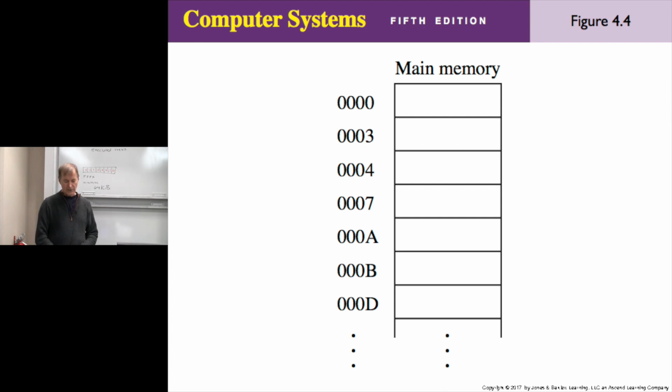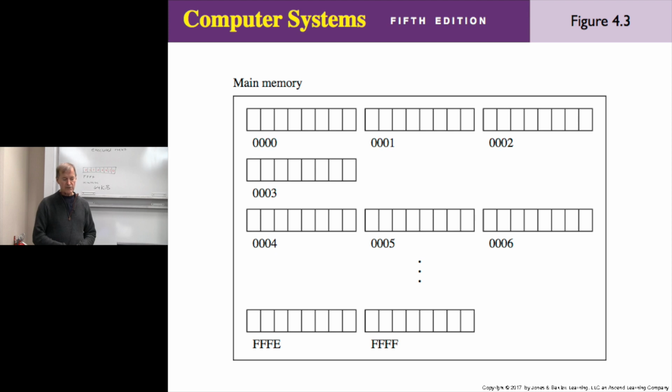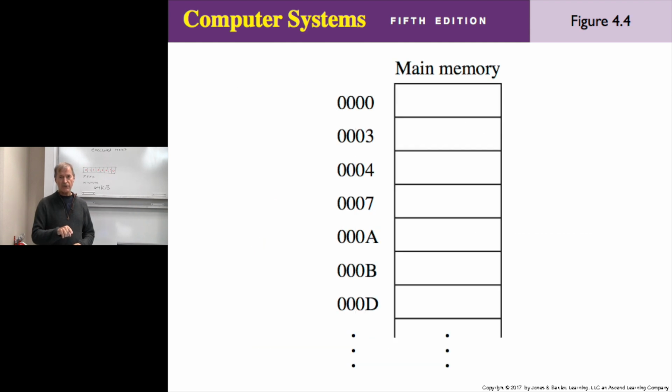Let's go back to figure 4.3. What is the address of the first byte on the first line? 0000. Now what's the address of the first byte on the next line? 0003. That's because there are 3 bytes on the first line. When you look at figure 4.4, those addresses are the addresses of the first byte in the line. That particular piece of memory runs until it gets to the next address, and you can tell. So how can you tell?